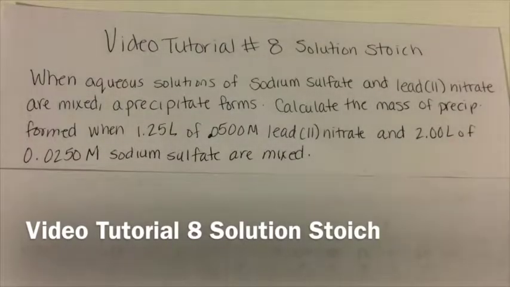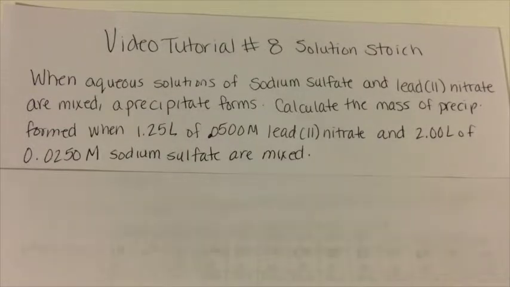This is video tutorial number 8 for solution stoichiometry. Example question: when aqueous solutions of sodium sulfate and lead 2 nitrate are mixed, a precipitate forms. Calculate the mass of precipitate formed when 1.25 liters of 0.0500 molar lead 2 nitrate and 2 liters of 0.0250 molar sodium sulfate are mixed.